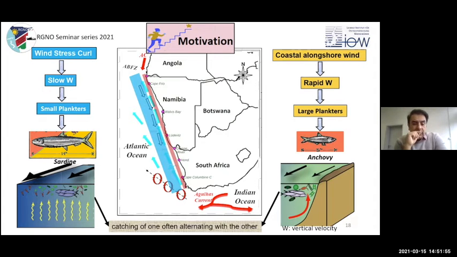What we would like to address here is how these two types of upwelling are related to each other in terms of time evolution, whether they follow the same cycle, or alternate with each other, or whether the positive and negative anomalies are concurrent or opposite.